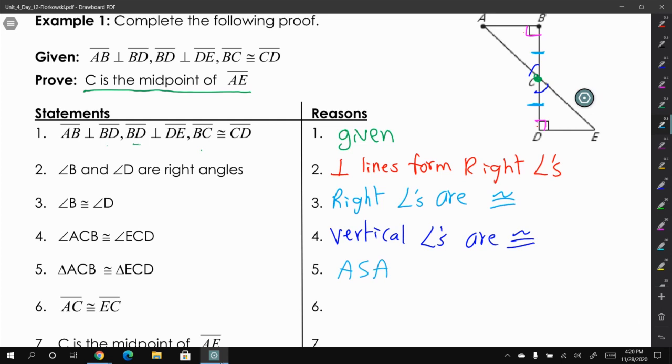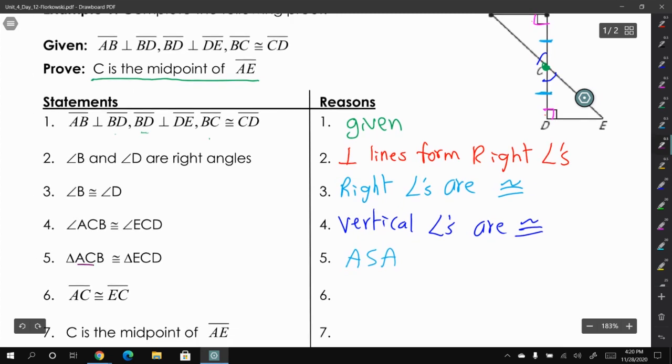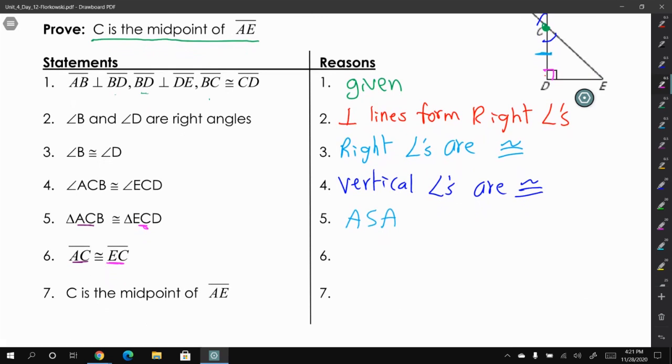So then AC is congruent to EC. Why can we say that? Well, if we look at our congruent statement, AC is the first two letters, and EC are the first two letters on the right. So those are corresponding parts of congruent triangles. So CPCTC.